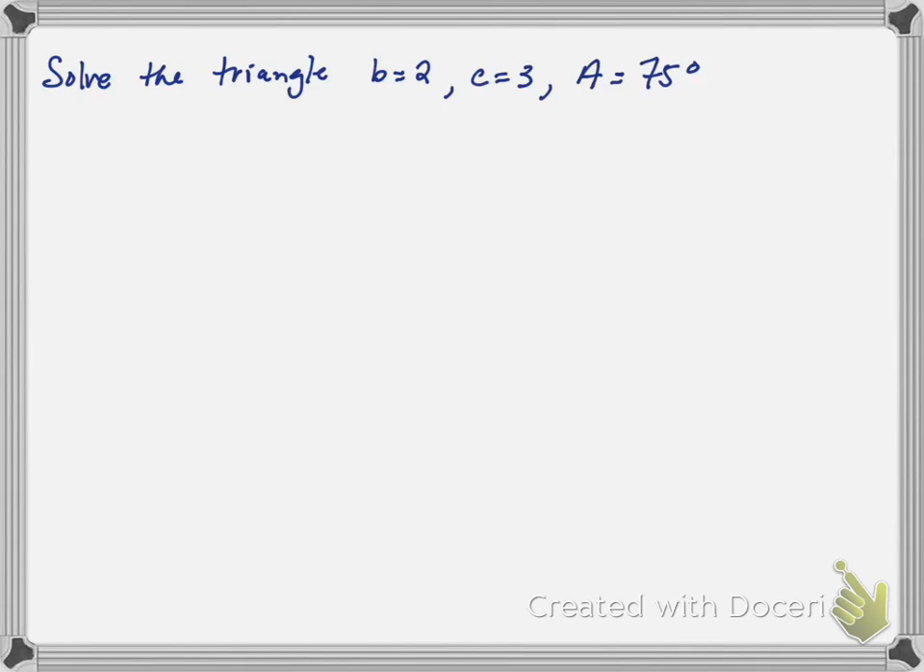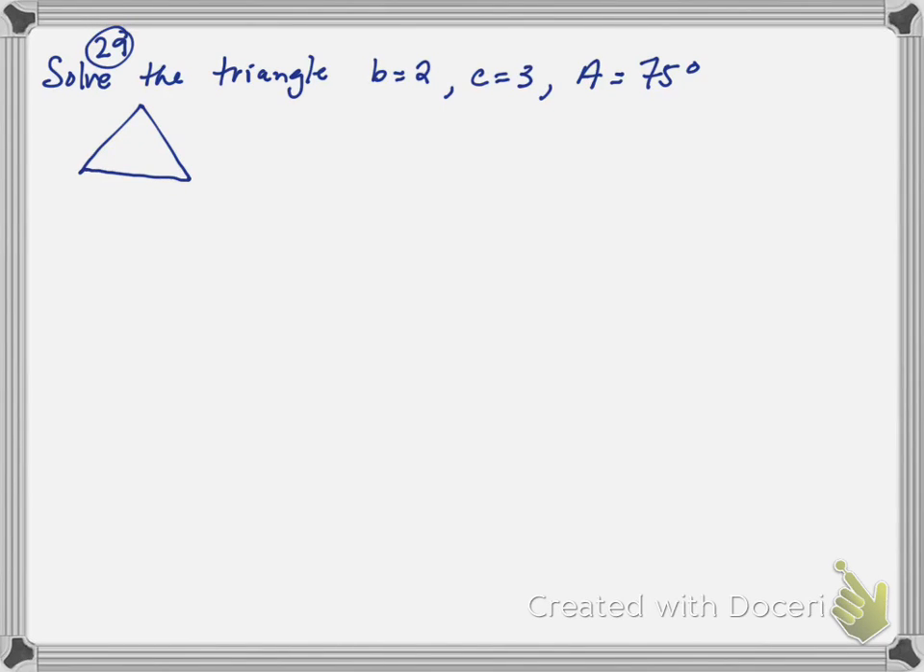This is question number 29 on the Trig final exam review. It says to solve the triangle B equals 2, C equals 3, and A equals 75 degrees. So before we start, it's best if we draw this out.